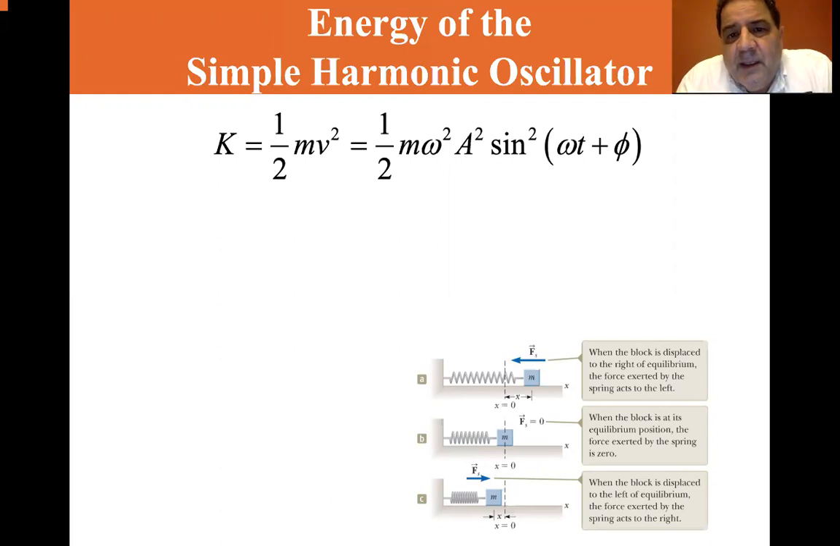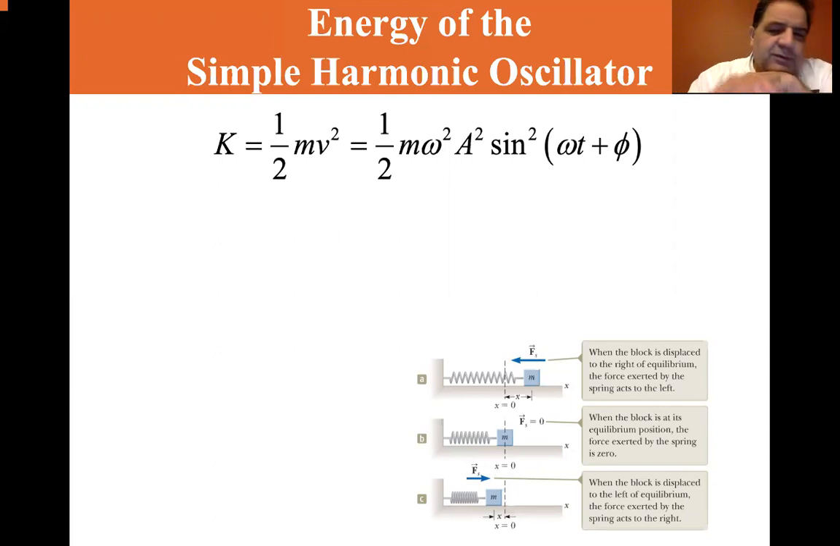where the velocity is omega A sine(omega t plus phi). So square that, and you get that the kinetic energy is equal to 1/2 m omega squared A squared sine squared(omega t plus phi).